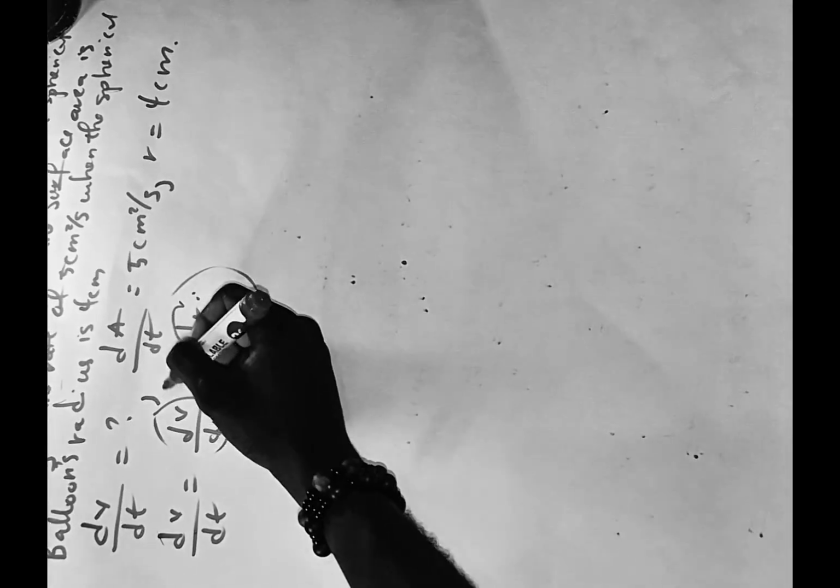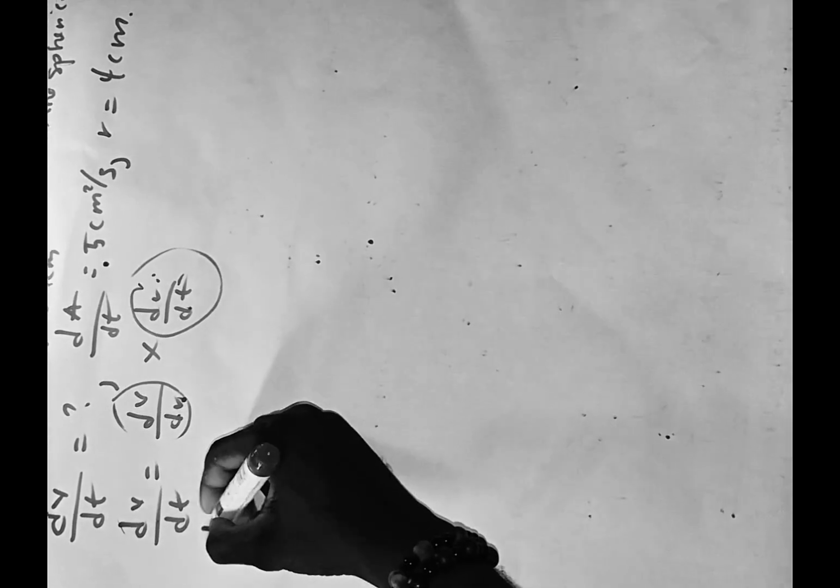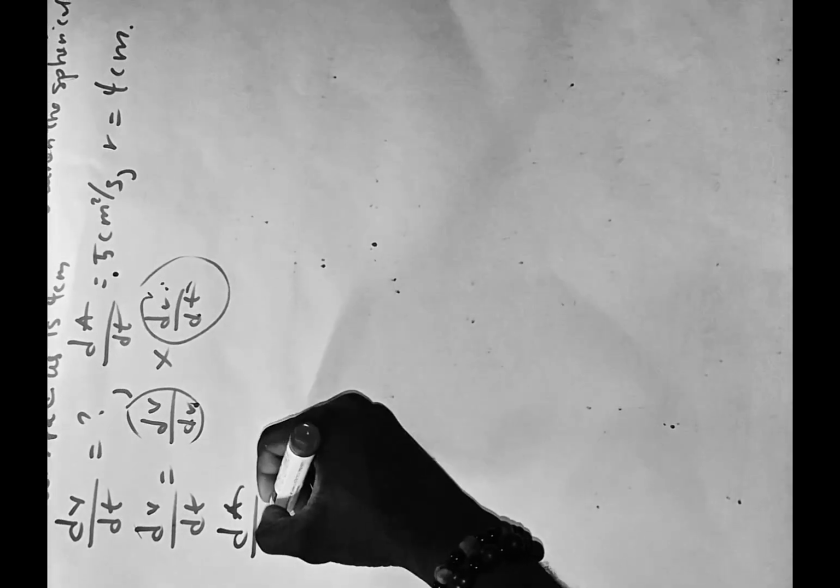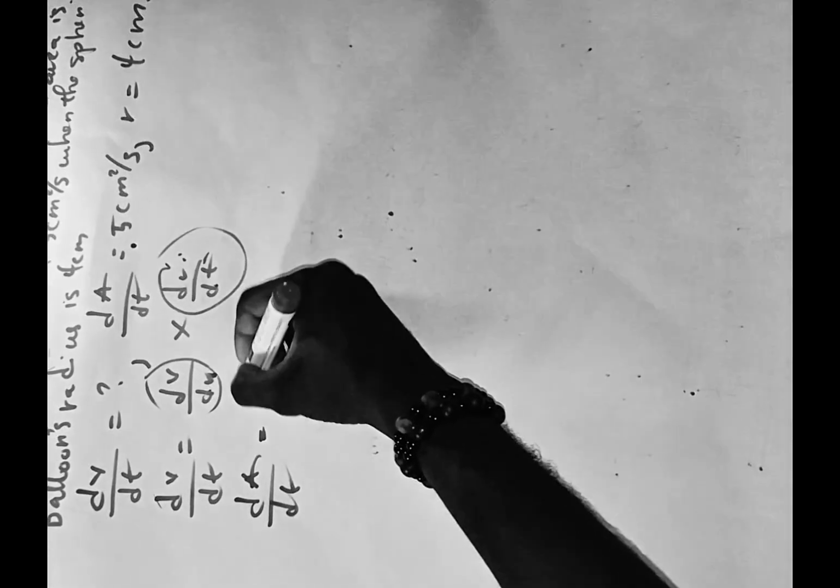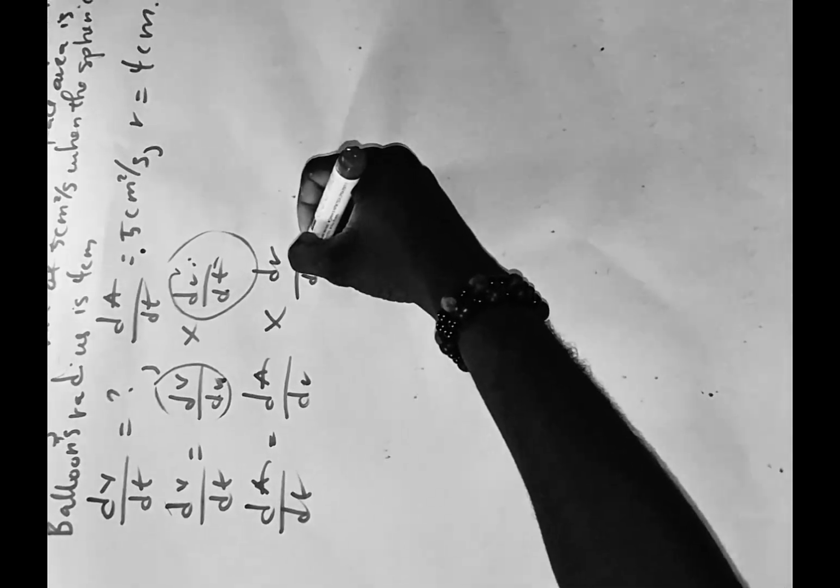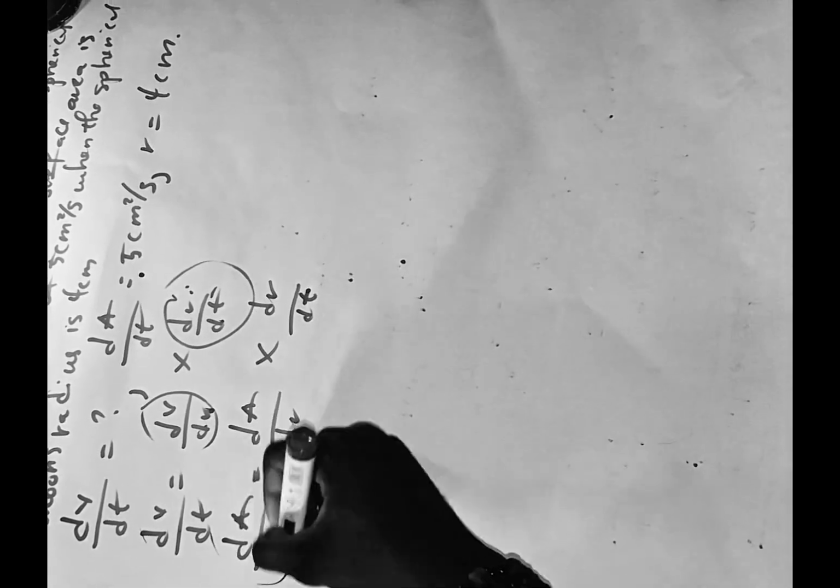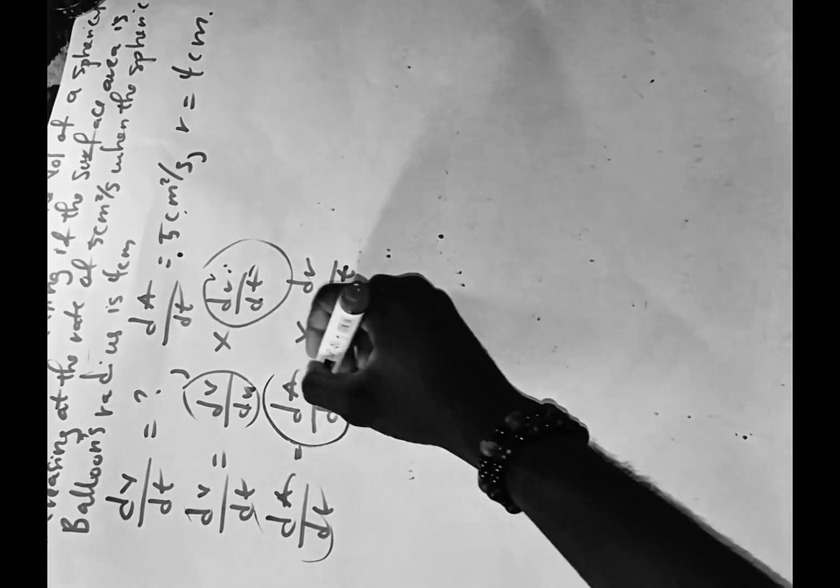So let's go back to our friend dA by dt. We also know that dA by dt, following this pattern, will be dA by dr times dr by dt. So how do we get our dA by dr? We already have our dA by dt, that's 5 centimeters squared per second. So we're looking for our dA by dr.